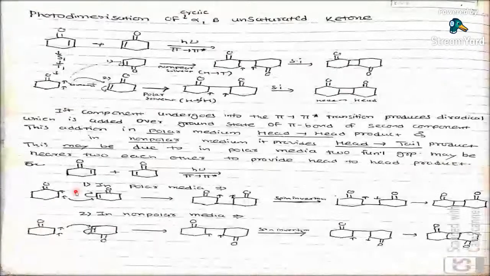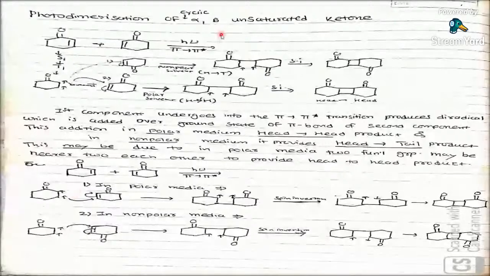Now, the next reaction is the photodimerization of cyclic alpha beta unsaturated ketone. Initially, we have a cyclic alpha beta unsaturated ketone, which will be this species, that is C=O, and this is the hexenone ring, which has a double bond within it. So when two of these combine, what product will we expect?